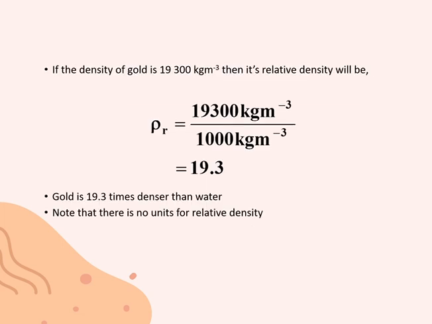For example, if the density of gold is 19,300 kg per cubic meter, then its relative density will be equal to 19,300 kg per cubic meter over 1000 kg per cubic meter. So the relative density that we obtained for gold is 19.3, meaning 19.3 times denser than water. Note that there are no units for relative density.